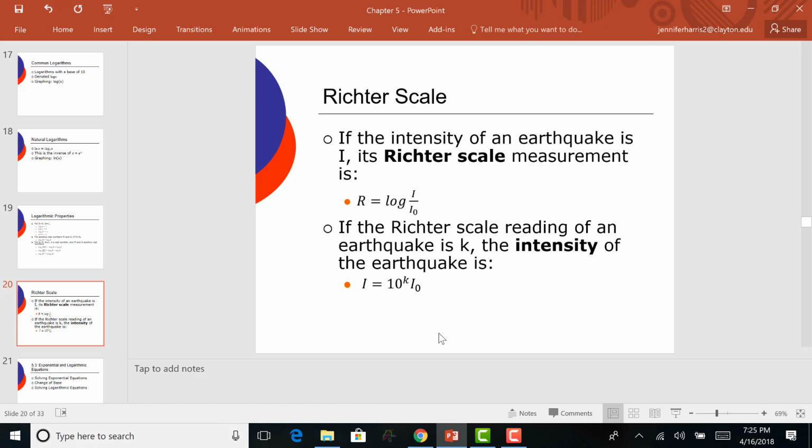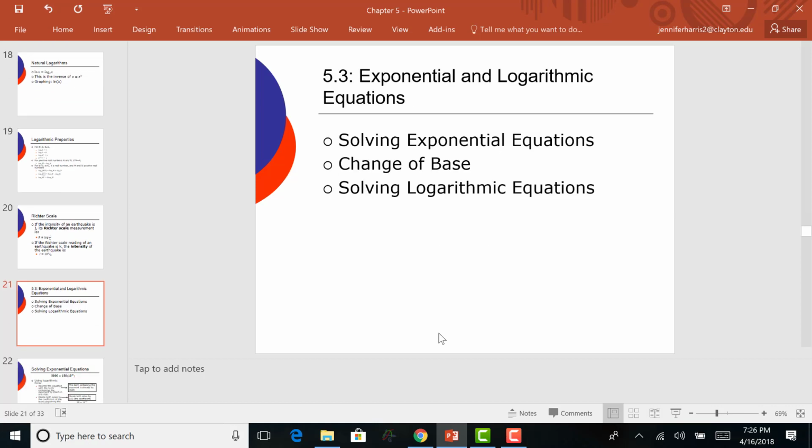Okay, questions? That's all of 5.2. I want to mildly introduce you to 5.3 just so you get to see what's coming. Now, solving exponential equations and log equations is the next section. I'm just going to do the first one so you'll get a chance to see what this is going to feel like.